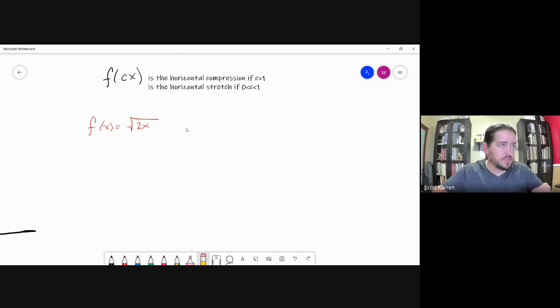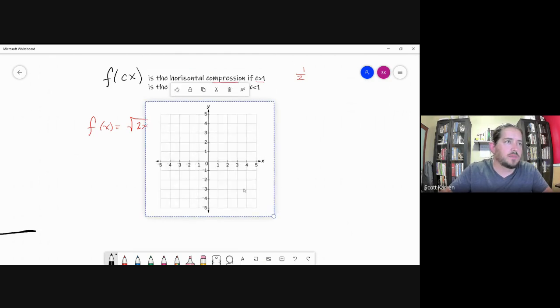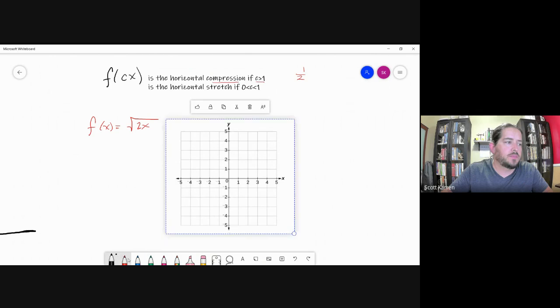But with this f of x, let's say, is 2x. C is 2, which fits this category here. It's greater than 1, so I have a compression of 1/2, right? It's 1 over c. So that looks like this.